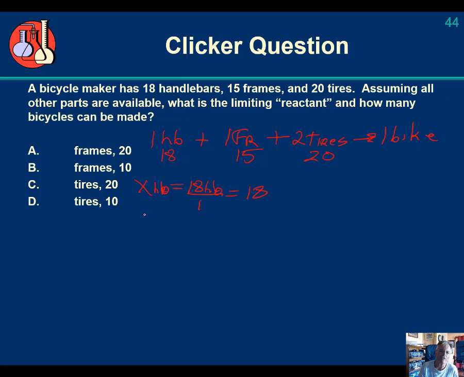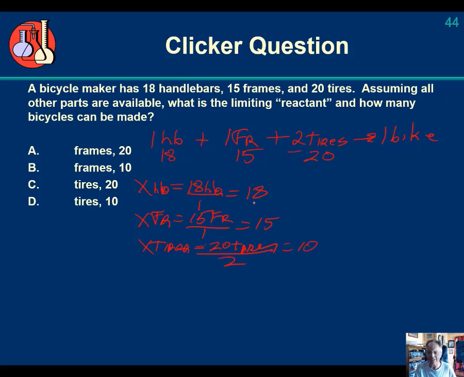I'm going to do the same thing for frames. X frames. I'm going to go ahead and put my 15 frames over here. I'm going to divide by its coefficient, which is 1, which gives me 15. And then I'm going to do the same thing for tires. So this is X tires, and I've got 20 tires, which I'm going to divide by 2, its coefficient, and that gives me 10.